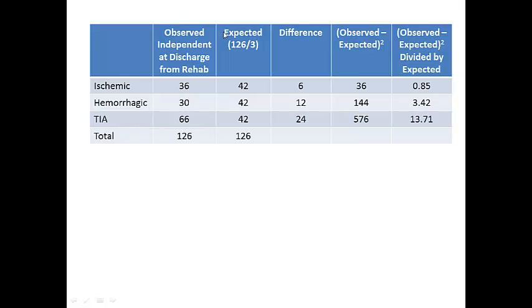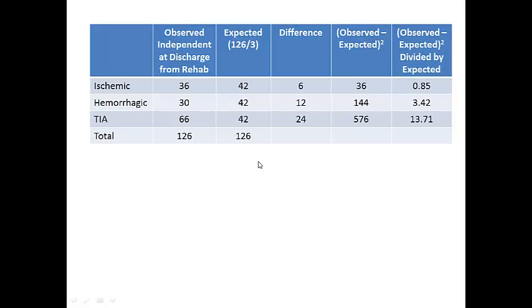Now, the first thing we need to do is compute our expected. This is simply an average. We have 126 observations. We have 3 categories. 126 divided by 3 would be 42. And so if our null is true, then we would expect there to be an equal number of observations in our little study here. So expected is 42.